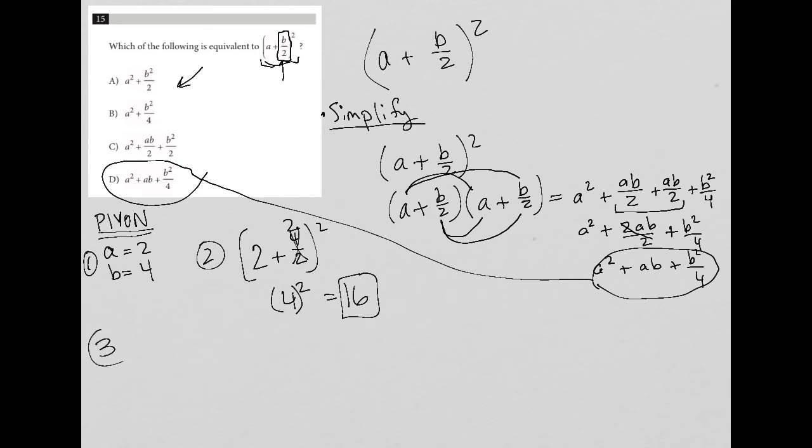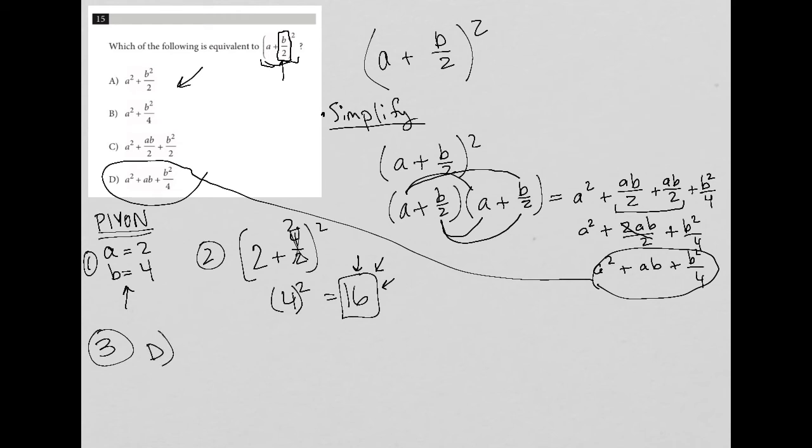The third step is to plug those exact same numbers, b is 4 and a is 2, into the answer choices. And the correct answer is the answer that also delivers 16 as its answer. Because we know that the choice is D, and I don't want to make this video too long, let's just go straight to answer choice D.